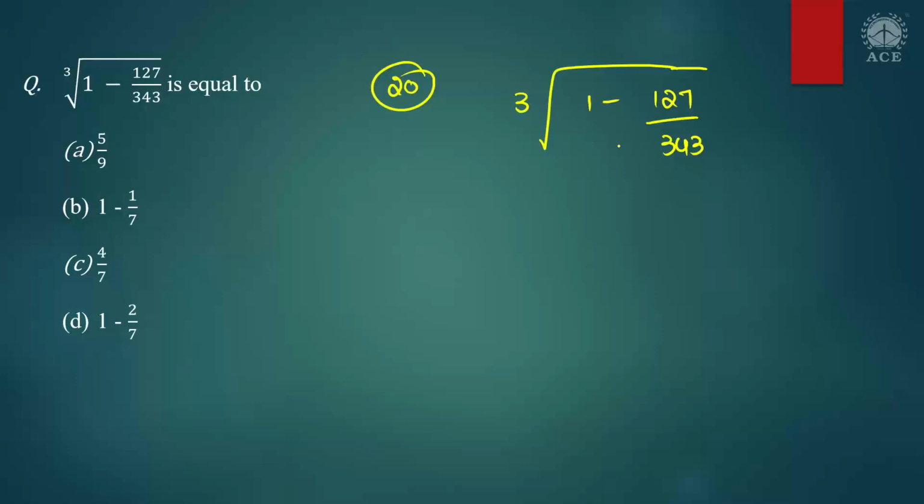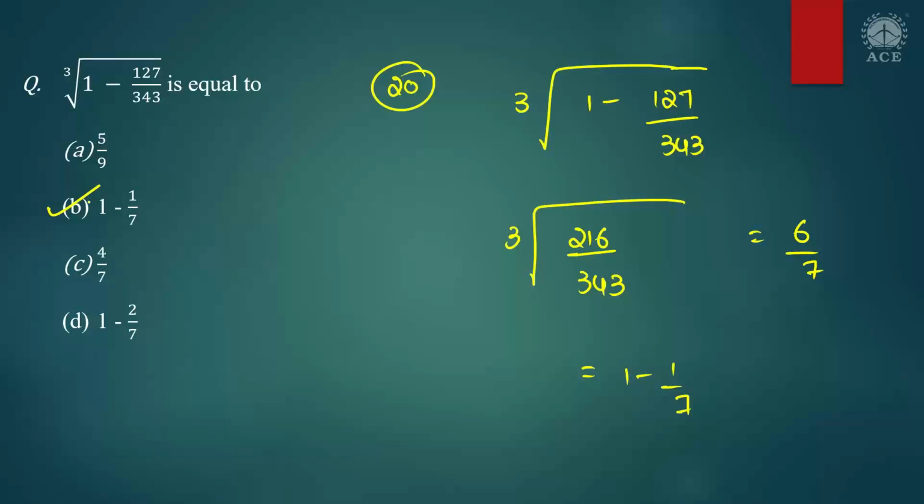Excellent. Now, when you perform this, cube root of 343 minus 127 is 216 by 343, which is 6 by 7, but they mention it in terms of 1 minus format only. 1 minus 1 by 7. Option B. 1 minus 1 by 7, my dear friends. We can put it like 343 minus 127, divided by 343. It's 6 by 7 or 1 minus 1 by 7. Clear? Excellent.